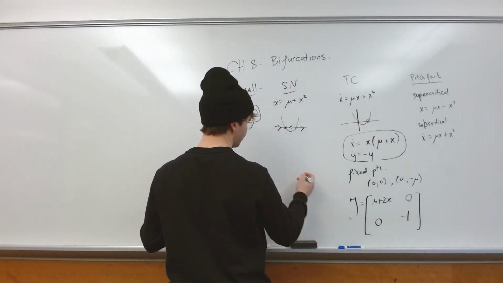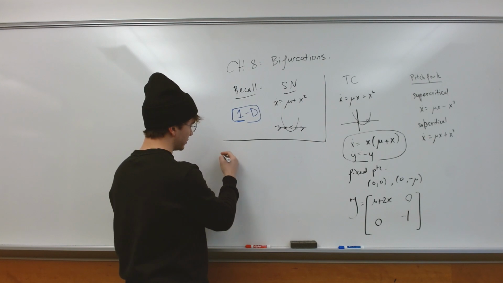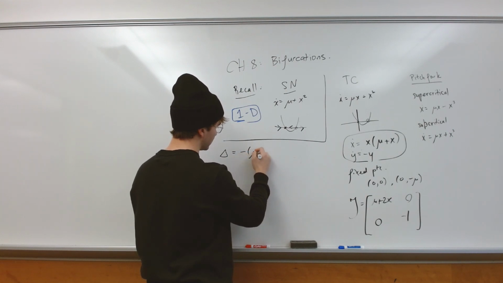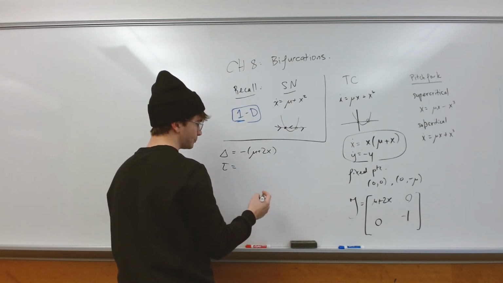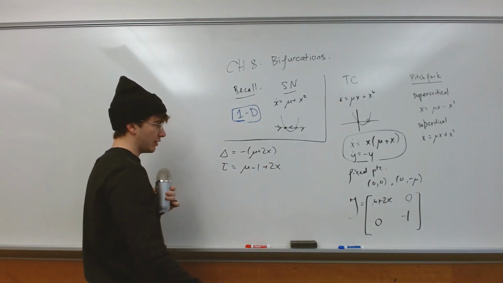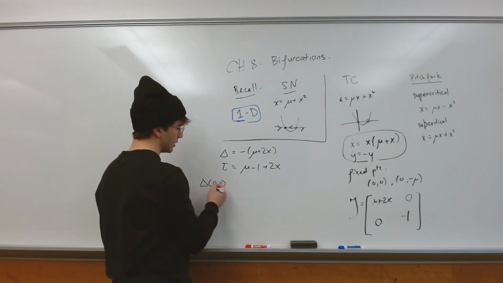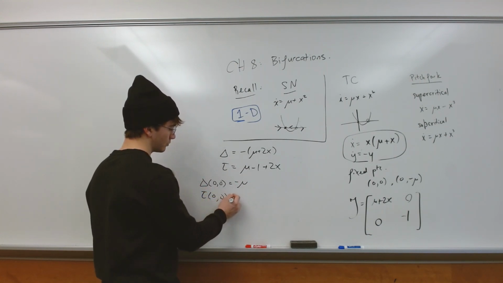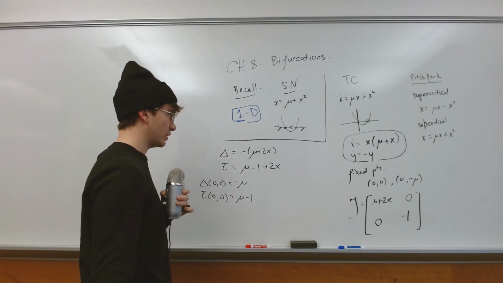Okay, so, all right, the determinant of this matrix is going to be simply negative mu plus 2x, and then the trace is going to be mu minus 1 plus 2x. And now if we evaluate at these two fixed points here, the determinant at 0, 0 is precisely minus mu, and the trace at 0, 0 is going to be mu minus 1. Okay, so actually we have something interesting going on here.